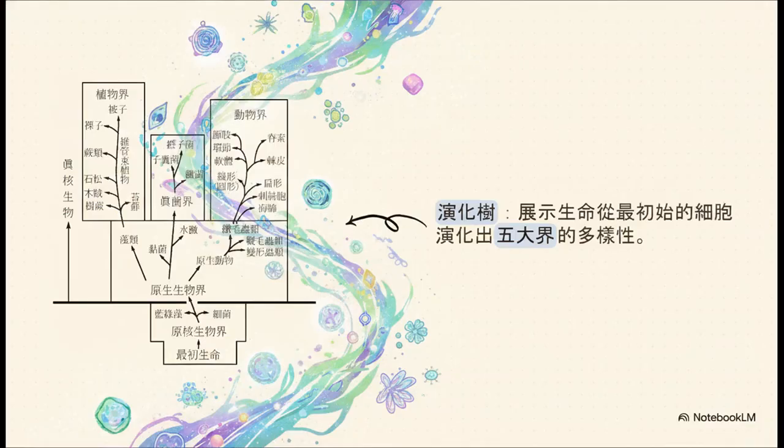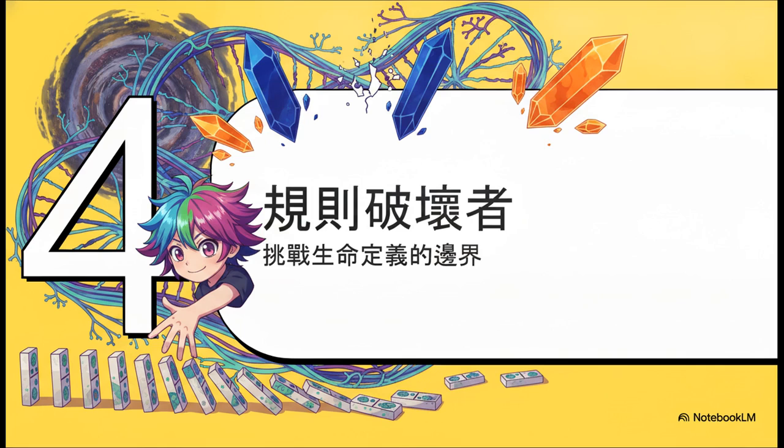Taking a step back, looking at this evolutionary tree summarizes our logical journey perfectly. You can actually trace how the simplest, most ancient cells at the very bottom slowly branched out, solved complex biological problems over billions of years, and blossomed into the incredible five-kingdom complexity of life we see around us today. Which brings us to our final stop, Section 4, the rule breaker.